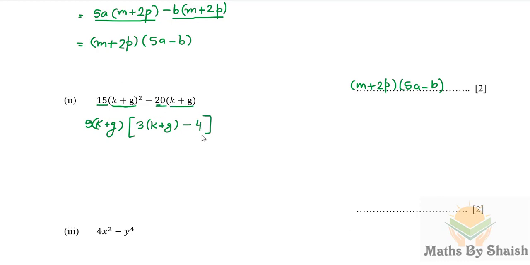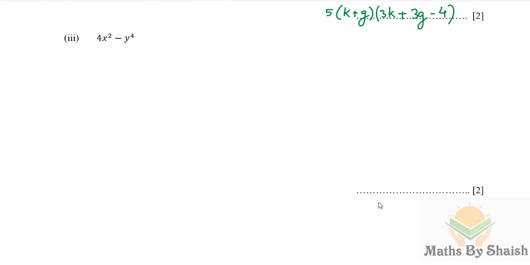So we'll simplify it. It is going to be 5 times k plus g into 3k plus 3g minus 4. Now we cannot take anything common, so that's the answer. We'll write it here.